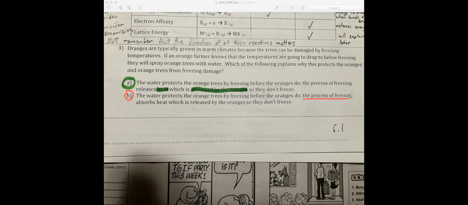And the second part of the sentence, the process of freezing absorbs heat. That just doesn't sound right. That makes this answer not make sense. If you're freezing something, it's removing heat from it. So we want to go with A, where the only difference between A and B, I think, is that word. Heat absorbs, so they don't freeze. We'll see more of this concept in the next few questions.